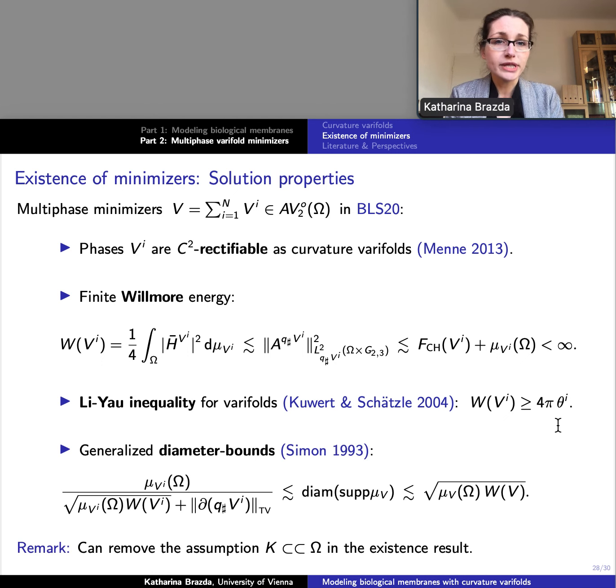Moreover, we can show diameter bounds of the supports of the minimizers by generalizing an argument due to Simon. And thus, our minimizers will not shrink to a point or expand to infinity. And in particular, the latter property allows us to remove the assumptions of support being fixed in a compact set we made for the admissible varifolds.